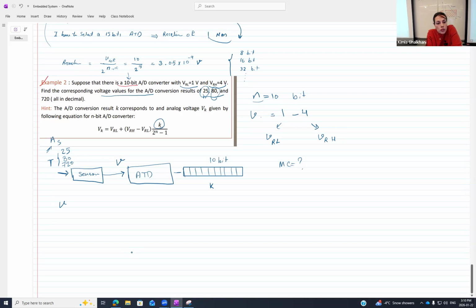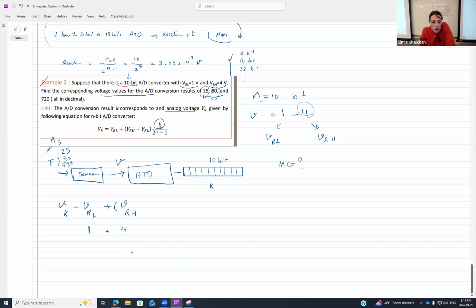Because in here, I left you this message. K corresponds to the analog voltage, right? Vk becomes the analog voltage. And then this is the equation. I'm following this exact equation, so I'm writing it down. Vk, this is for always, means the analog voltage, is VRL. It was given, remember, which is 1, plus VRH. It was given, it is 4. I put it down. So far, I'm clear.